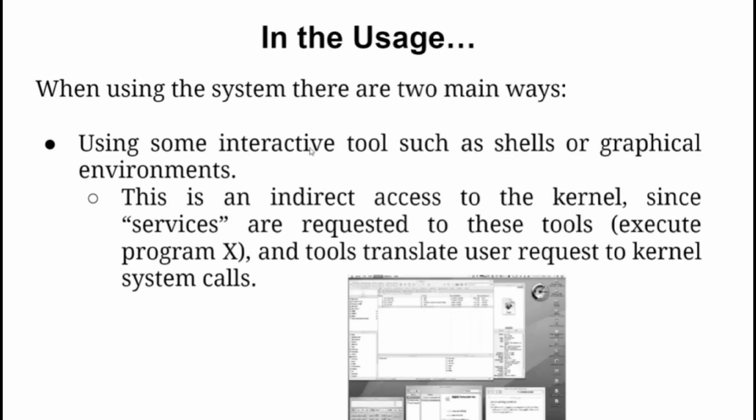Now, when using the operating system, there are two main ways. First of all, using some interactive tools, such as shells or graphical environments. With this, we have an indirect access to the kernel, since the services are requested to these tools. So, for instance, when we run a program X, these tools translate user requests to the kernel system calls, so we don't do system calls ourselves. That's why this is an indirect access to the kernel. This is the most common way of using operating systems among users.